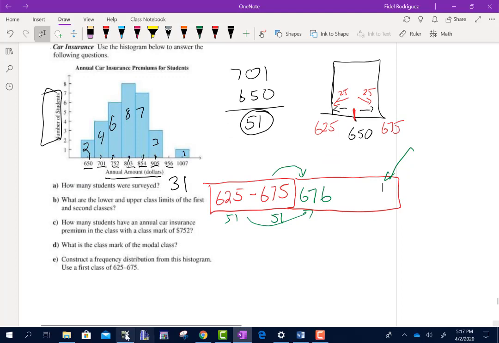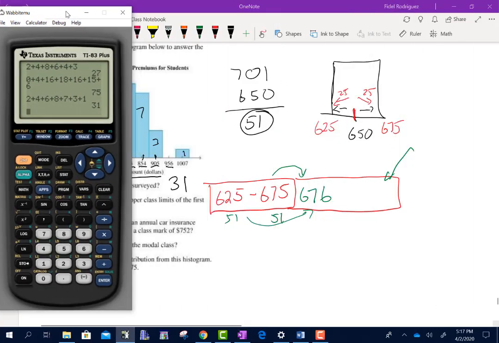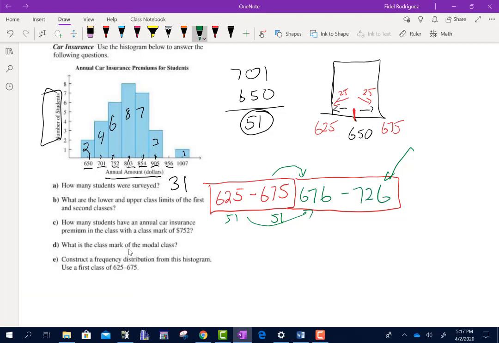Oops, sorry. Let me grab my calculator one more time. Okay. And let's say, what's 675 plus another 51? 726. So let me write that in right here. Okay. So the first class is going to have lower and upper limits of 625 and 675. The next one would be 676 to 726, and we could keep playing that same game all the way through, right?